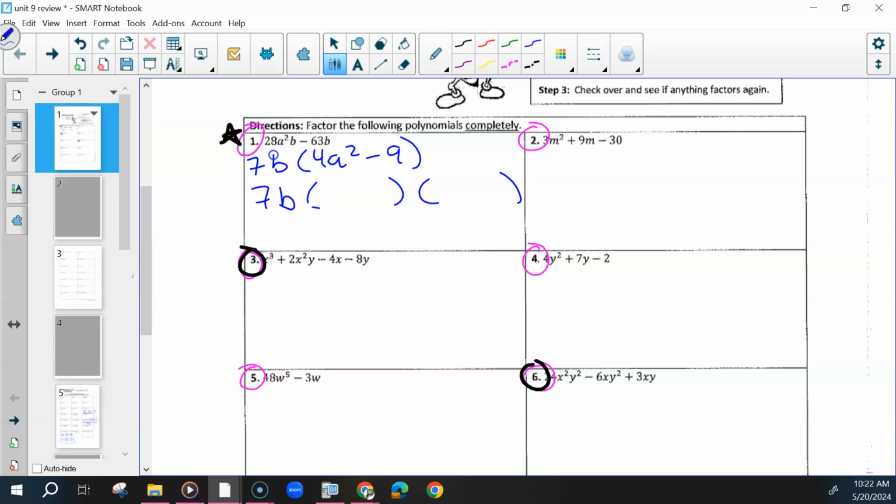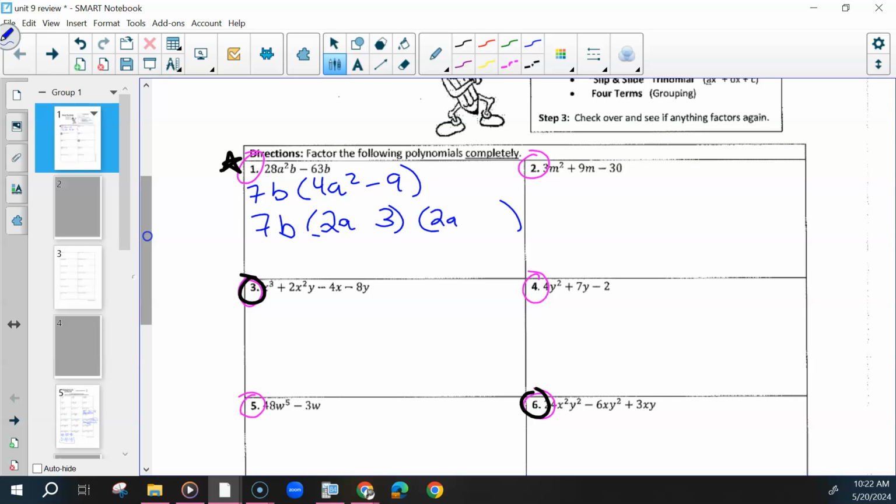So you're going to break that down into what times what would give you 4a squared, what times what will give you 9. 2a and 3. And you would put the 2a first, the 3 last, put a plus, put a minus in between one, and then the other. And then once you see that there's nothing else that can be done, that would be your final answer. Questions? So you want to factor this as much as possible.